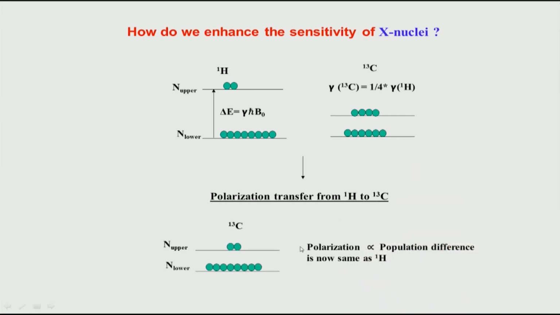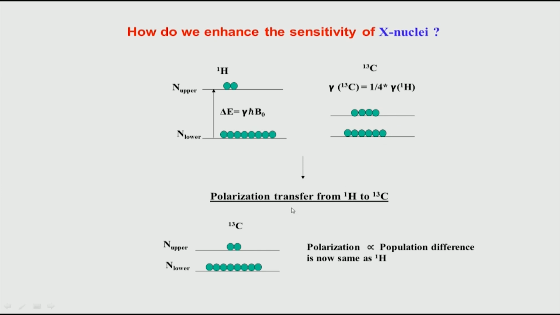You can see now that after I transfer the polarization from proton to carbon, it will look something like this. What has happened? I have more nuclei now in the ground state compared to the excited state, and the difference in the population is now as much as the difference which was here. But look carefully that the energy levels have not changed. The gap in the energy level, delta E, is not going to change. Why? Because we have not changed the gamma value, we have not changed the B0 value, we have only transferred the populations like this. So, the energy gap remains the same.